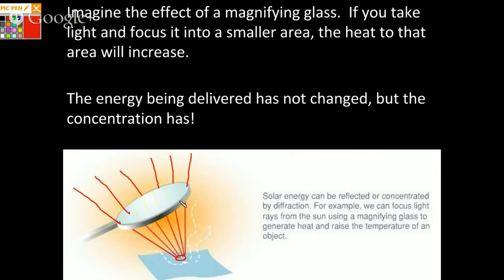So ordinarily these rays would strike vertically downwards, and spread out over a large area. But if you use a magnifying glass, you take those same waves, but now you focus them into a smaller area. And this small area takes all of that energy spread out and focuses it into a single spot. So the energy isn't increasing, but since it's over a smaller area, it can generate more heat in that small area.